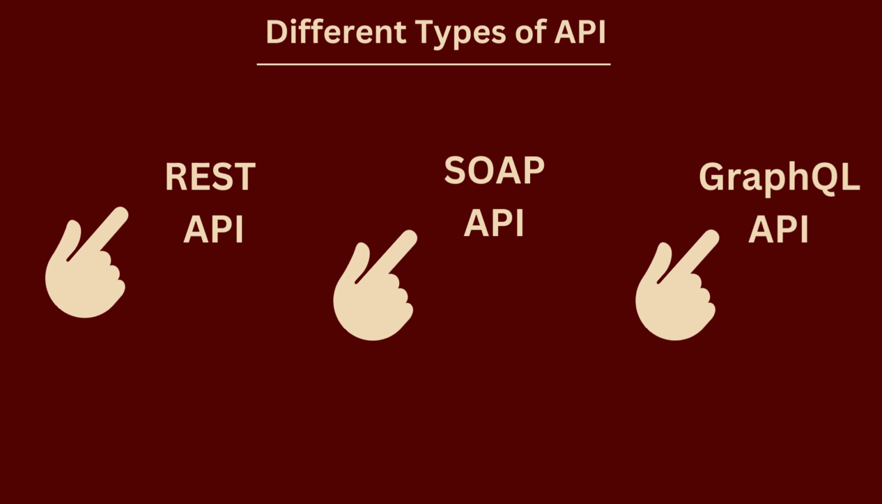The GraphQL API. A GraphQL API is a type of API that allows clients to request data using a query language. It's designed to be flexible and efficient, allowing clients to specify exactly what data they need and reducing the amount of data that needs to be transferred over the network.